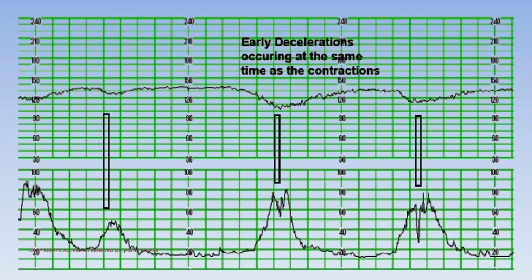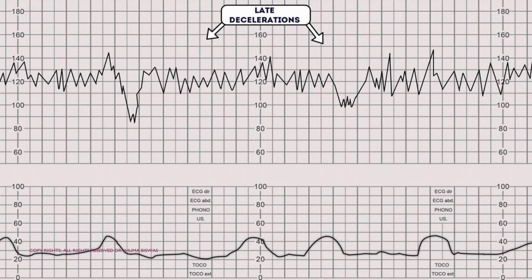So you will always see early deceleration in the late first stage or the second stage of labor. That's actually normal, or a reassuring feature. Okay, so the next is late deceleration.